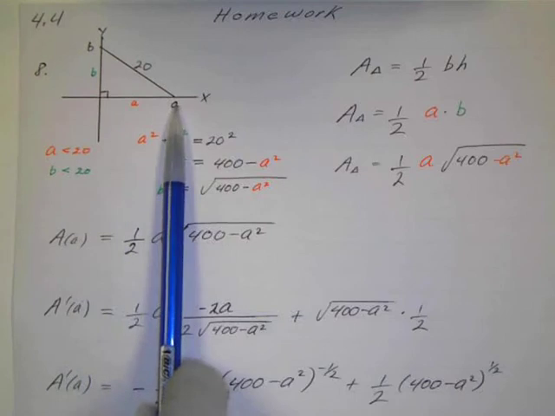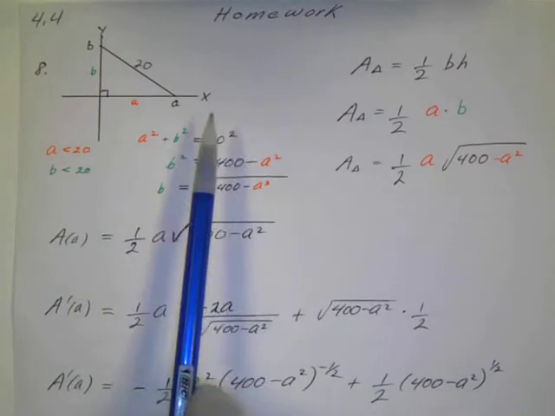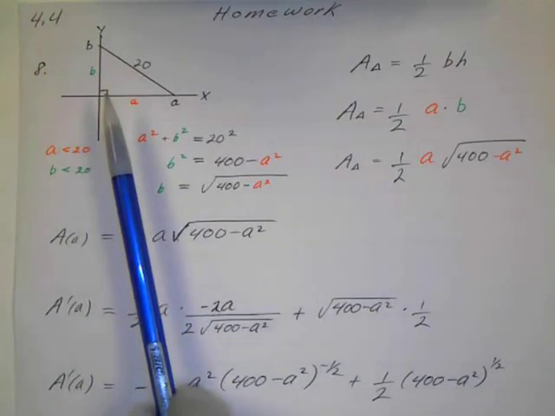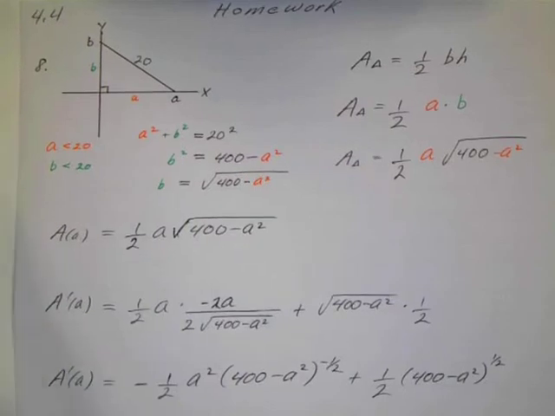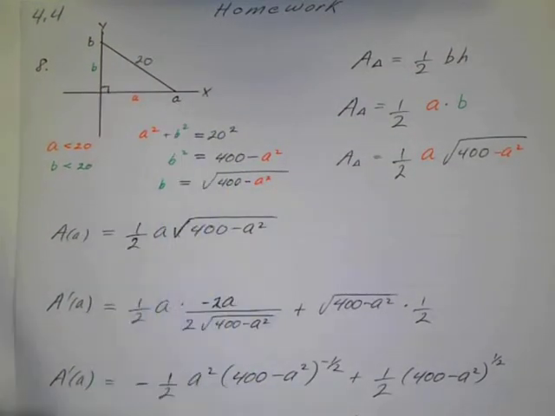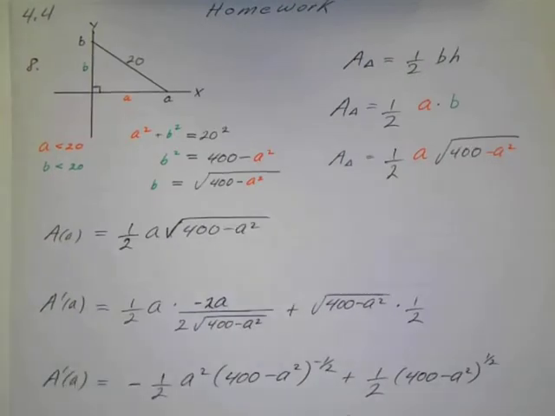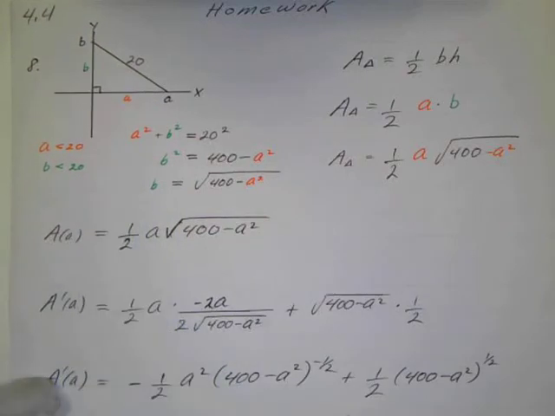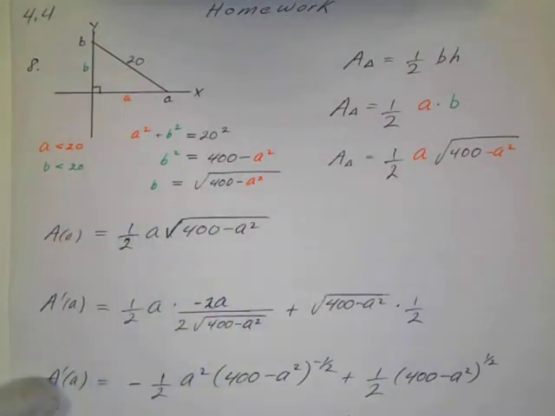So here's A, here's B. These are the coordinates. This is my segment, which is 20 units long, so I have a right triangle again. It's similar to an earlier problem we did with right triangles. Here I'm going to keep A, not use X. This length here would be A, this length would be B. And these segments are related by the Pythagorean theorem: A squared plus B squared equals 20 squared.